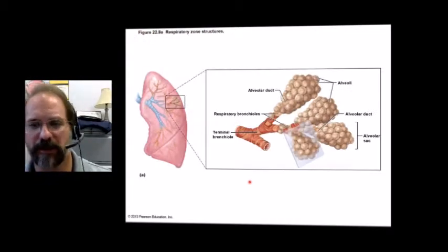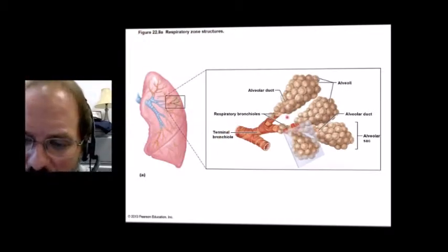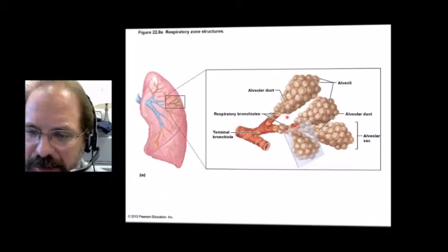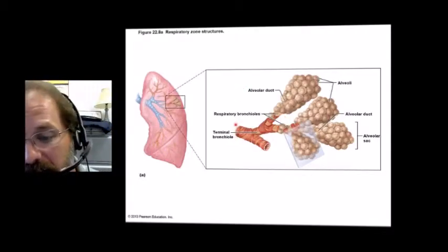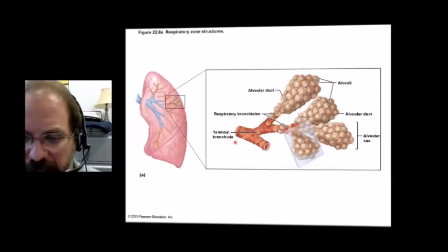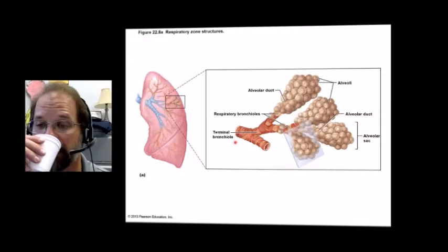All right, so let's get to the respiratory zone. And we do have a model a little bit like this in lab. It's vertical instead of horizontal like this. But it starts with these structures right here called terminal bronchioles. And bronchioles are just passages of the airway that are less than 1 millimeter in diameter. That's how they're defined.